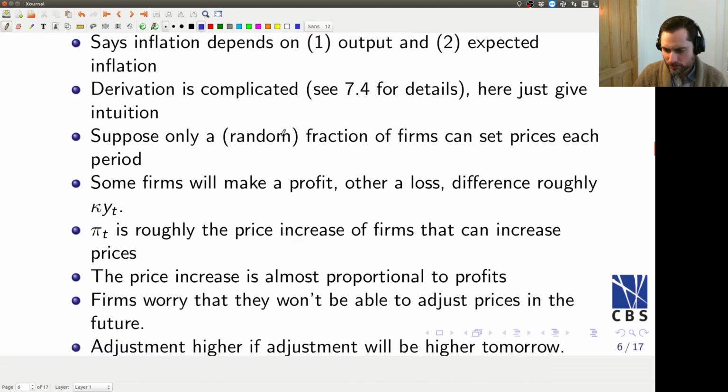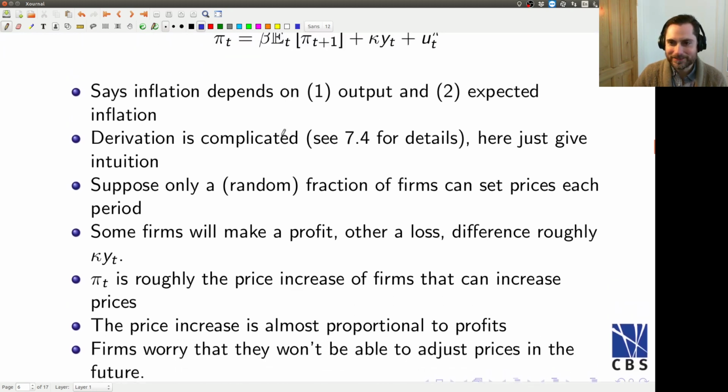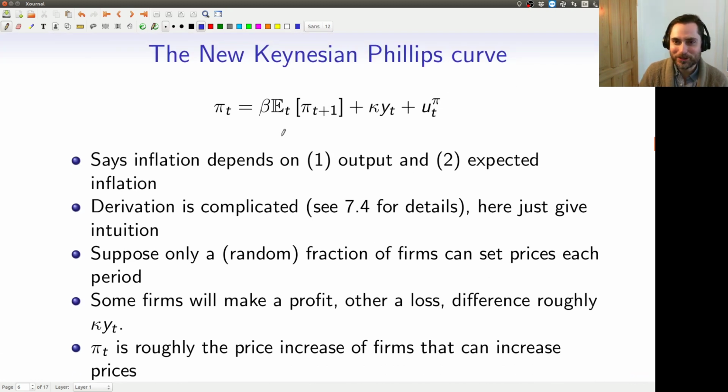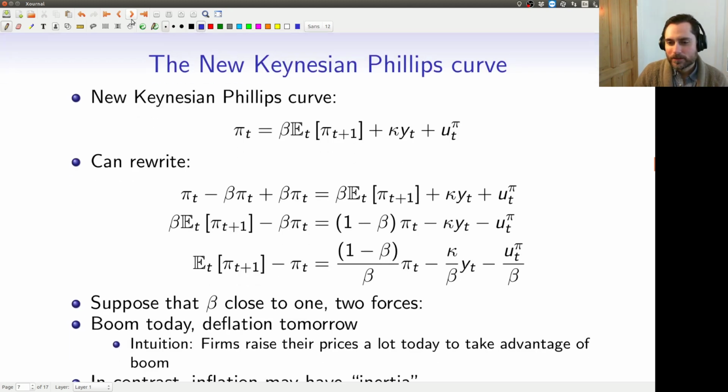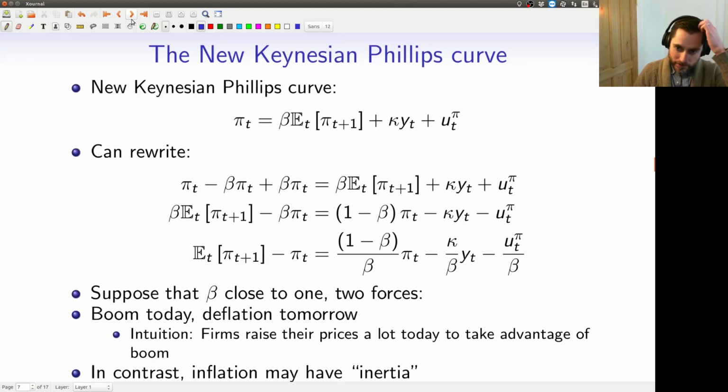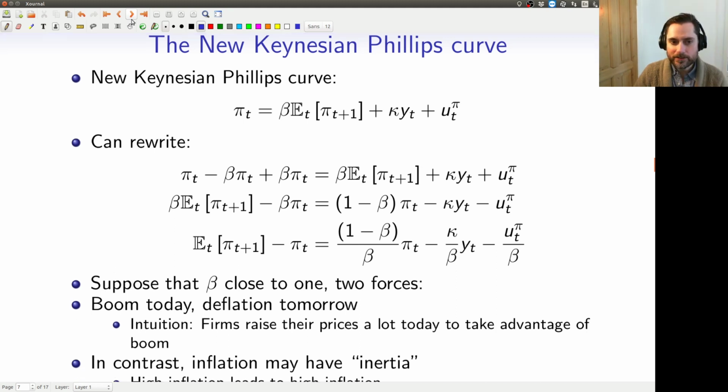I think I kind of said everything on the slide. So this is a lot easier than the last one because there's no algebra, although on the next slide, I believe I do have some algebra. All right, so there's the new Keynesian Phillips curve. I'm just rewriting it so we can see how this algebra works. What we're going to do is add negative beta pi_t and positive beta pi_t on the left-hand side here. That's fine. It's just like adding 0.